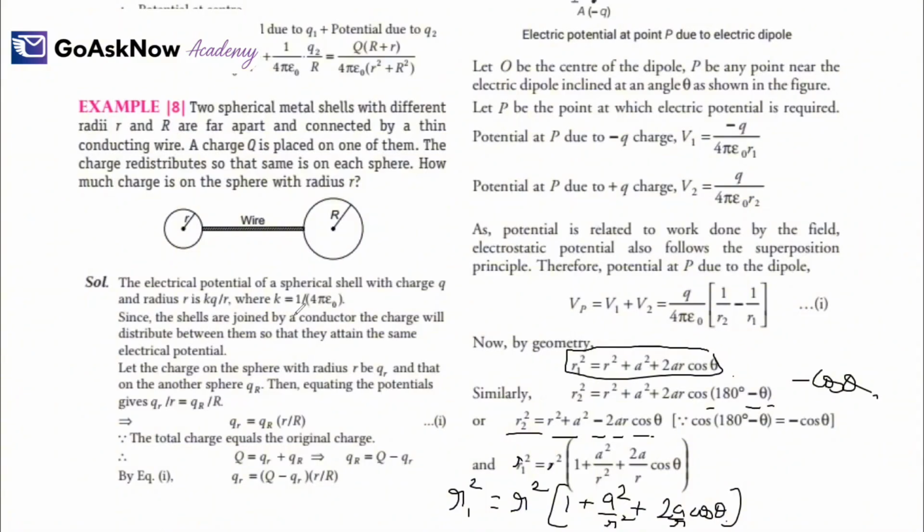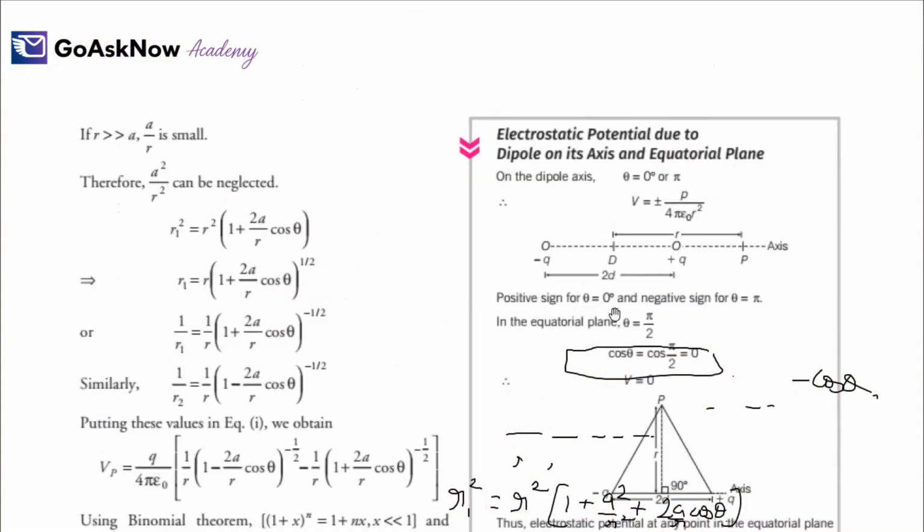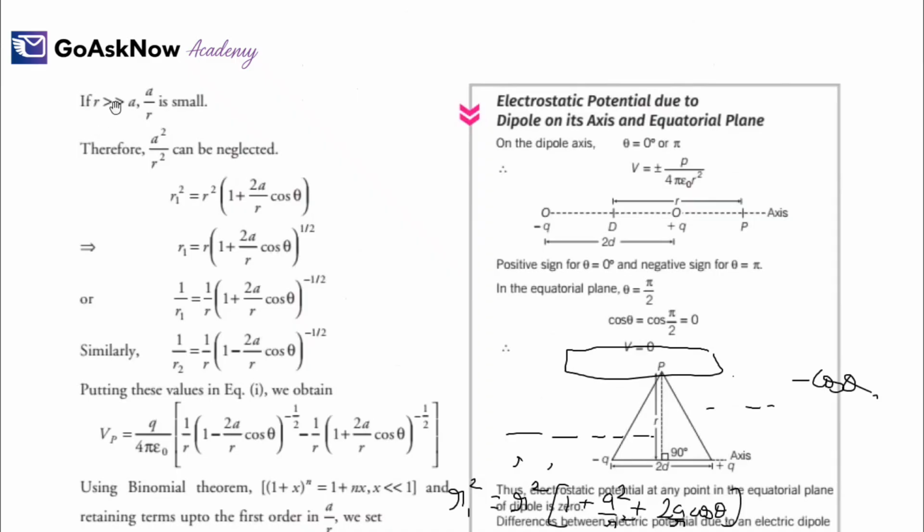So let's see the next calculation. If R is very, very greater than A, we can assume that A by R is very small. Therefore A square by R square can be neglected. For example, if A by R is equal to 0.01, then A square by R square will become 0.0001. That is why we have neglected A square by R square, because it is very small.